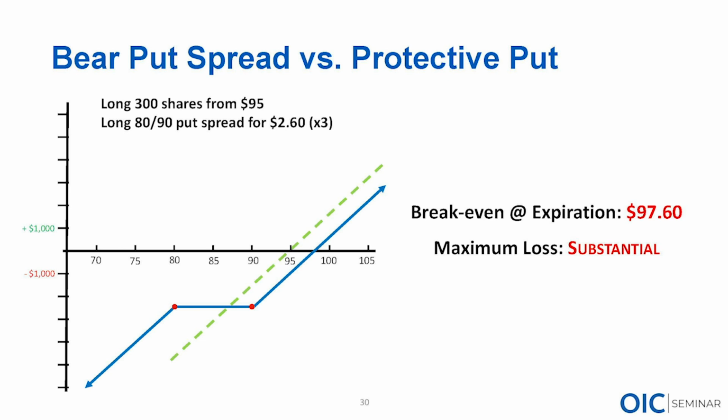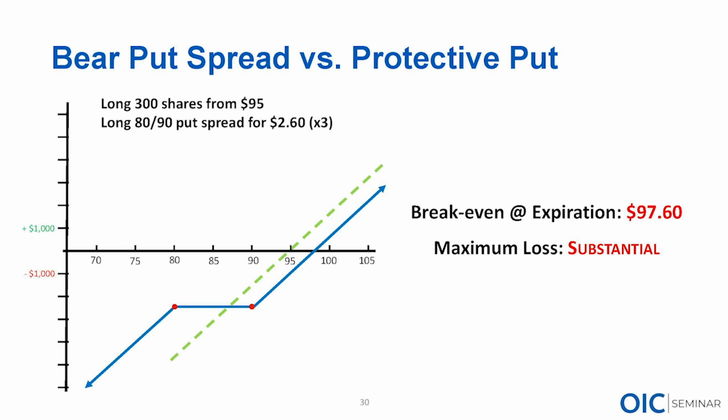And our max loss is now considered substantial because the flat line, the protection that we're afforded with this spread, goes between 90 and 80. Beyond 80, there's no protection. If you're perfectly comfortable with that and the value of the 80 put is worth selling, then the put spread may work out better for you.